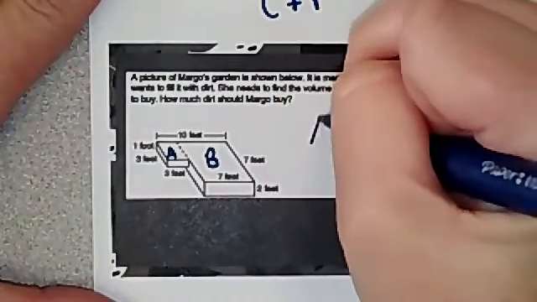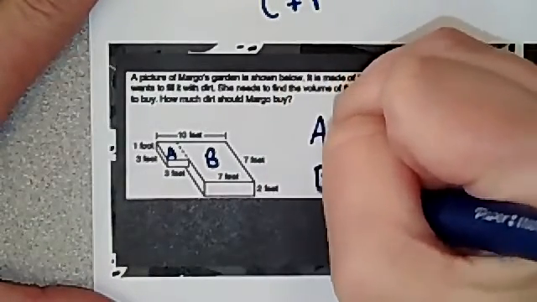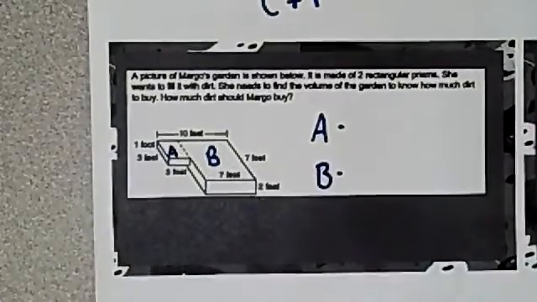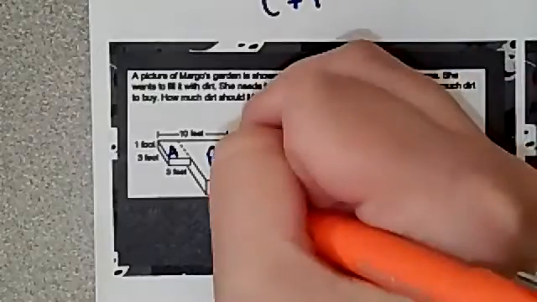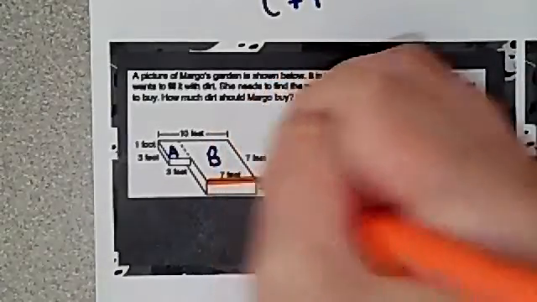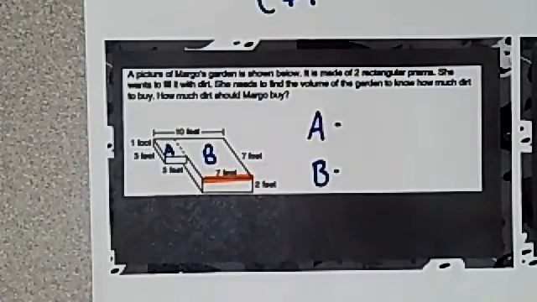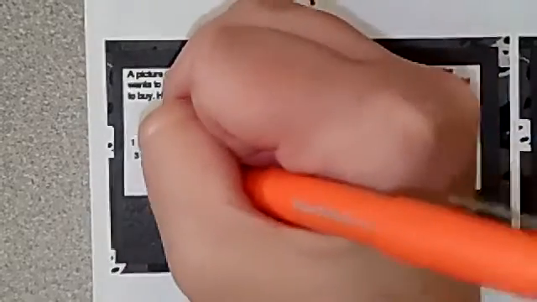All right, so I've got box A and I've got box B. I am going to label the length, the width, the height. First off, let's label the length of A and B. What is the length of B, Carson? Very good. This is the length of B. What is the length of A, Jaden? It's the side to side. What's the length of A? Very good, right here.